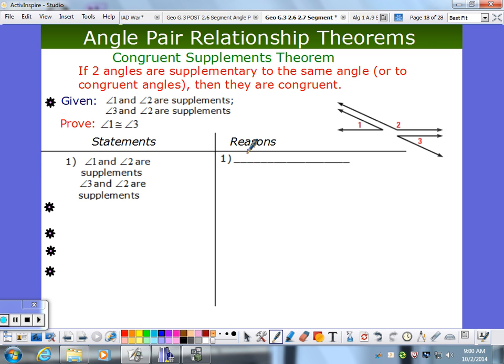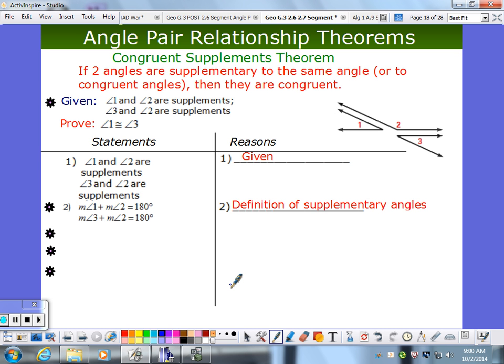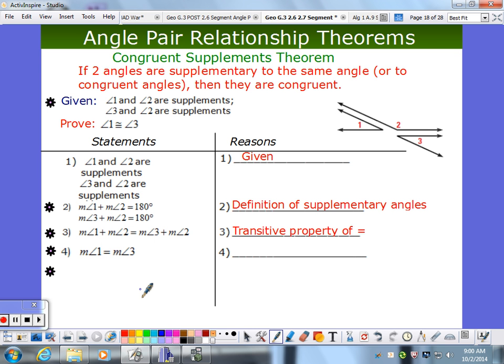So angles 1 and 2 are supplements. That's our given. So that means their measures are going to add up to 180, because that's what supplementary angles are. So the definition of supplementary angles. Then I'm going to say, well, that must mean that the measure of angle 1 plus the measure of angle 2 equals the measure of angle 3 plus the measure of angle 2. How come, Jack? Substitution or transitivity, either one I'll accept. This group is equal to 180 and 180 is equal to that group, so those things are equal. Now I'm saying that the measure of angle 1 equals the measure of angle 3. How come?